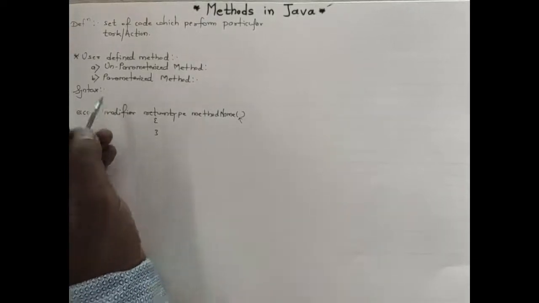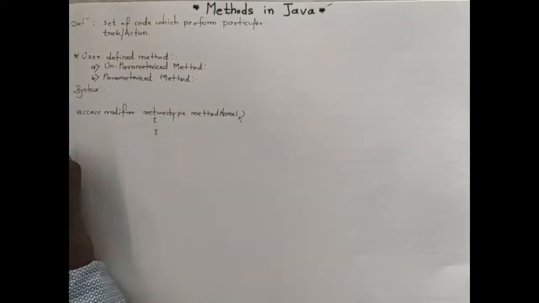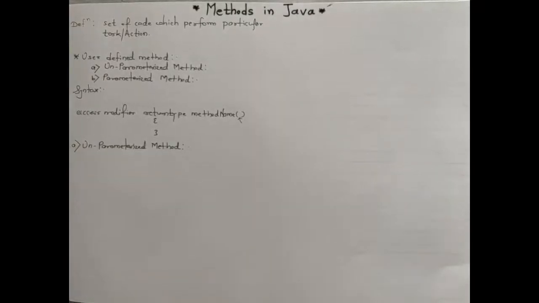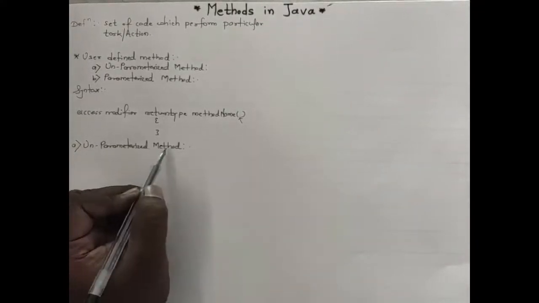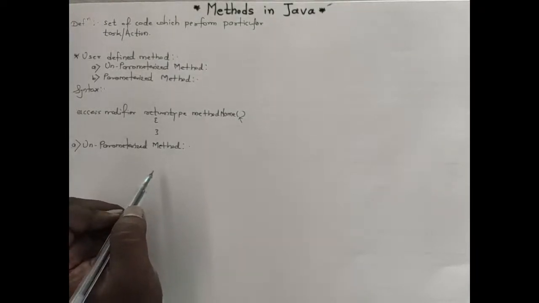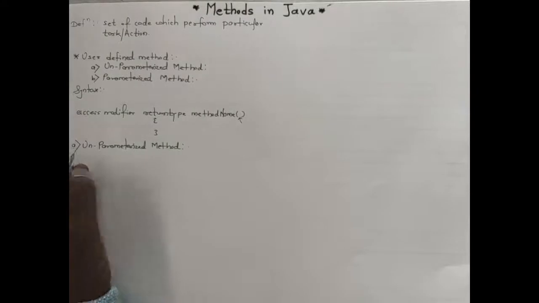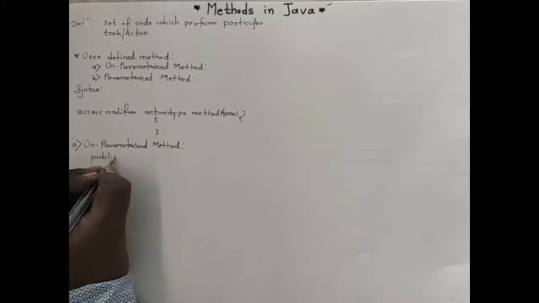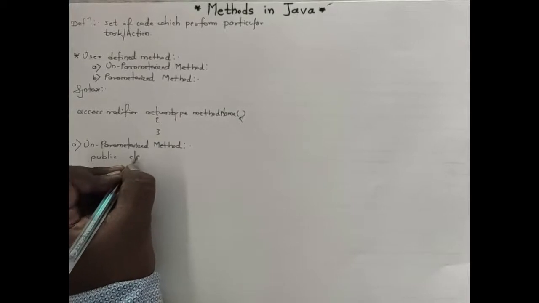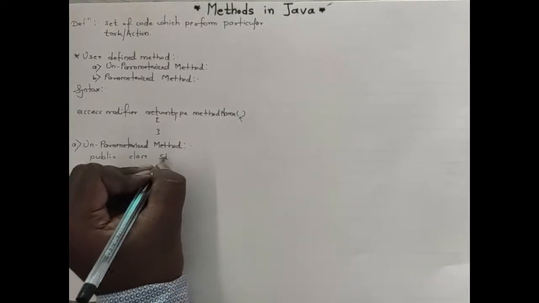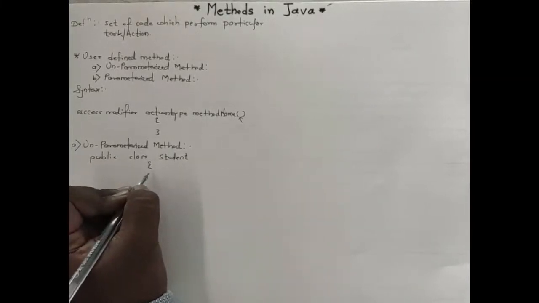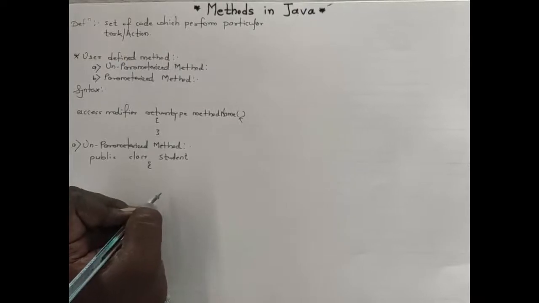So here we are discussing the first one, the unparameterized method. So here consider a program for the unparameterized method. How to call that method we are learning in this program. So here I am writing a Java program. Public class, I am using Student as the class name. Then open curly braces and close curly braces, that one is called the class body.